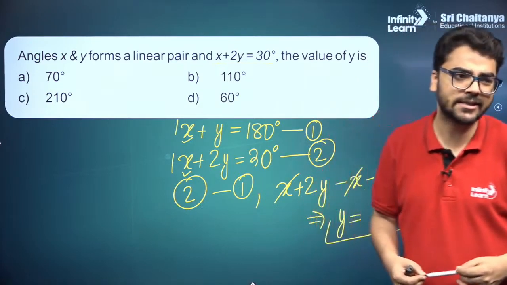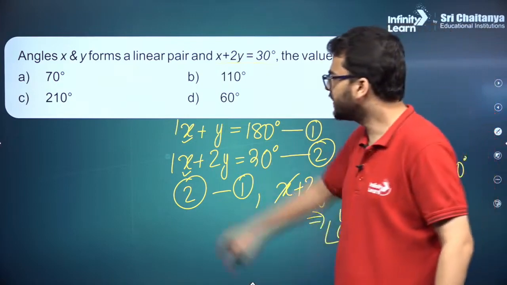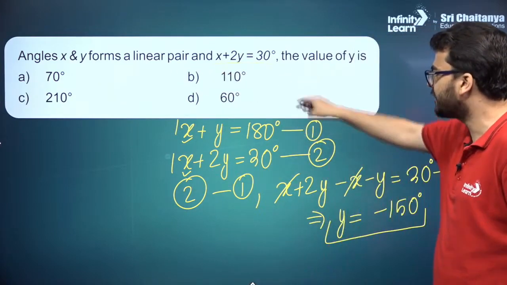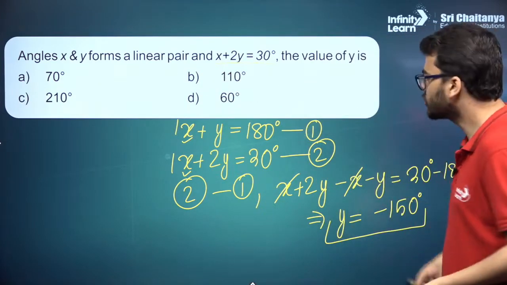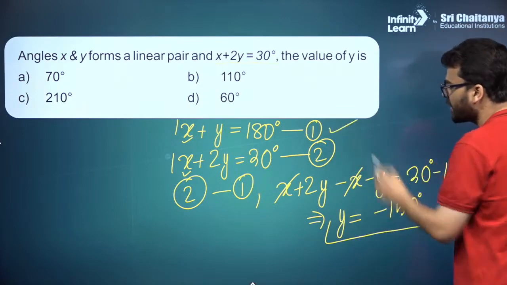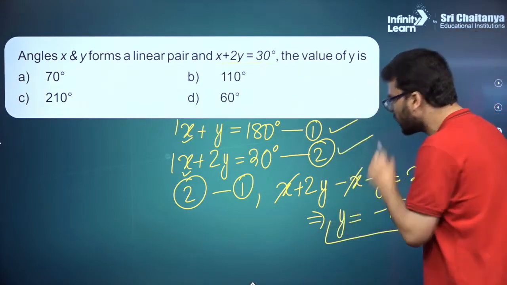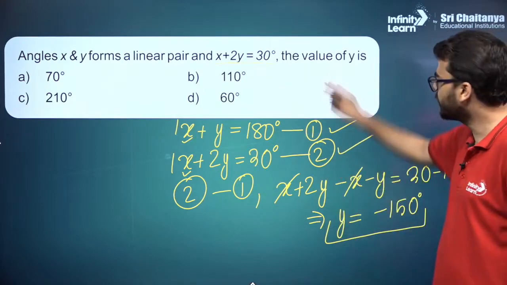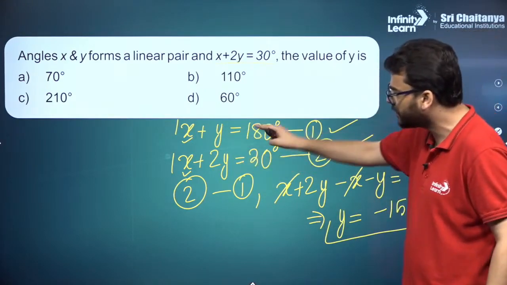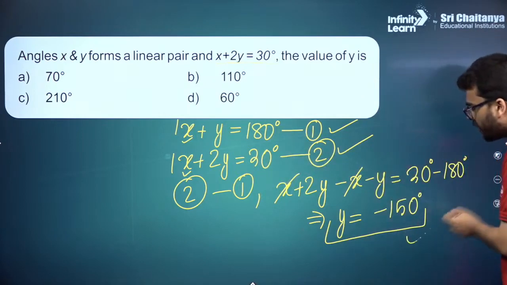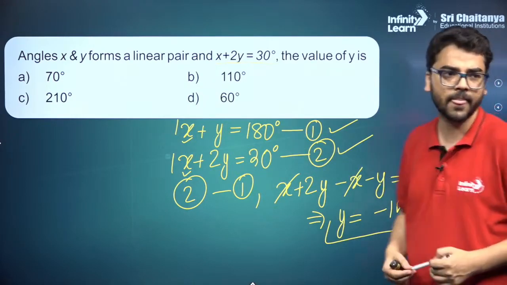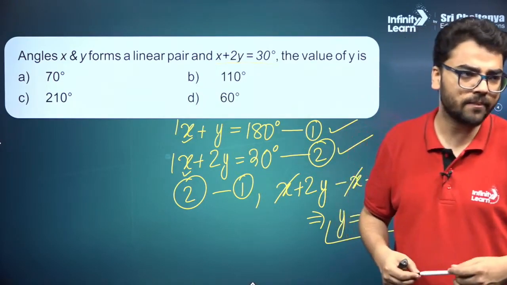Why 70 degrees, Gill zone? See, they are forming a linear pair. x and y, they are forming a linear pair. So it is simple that x plus y will be equal to 180. And it is also given that x plus 2y is equal to 30 over here, correct? So you have to find the value of y. You can just simplify it. You'll get y is equal to minus 150. Is it clear? I'm doing good, master.